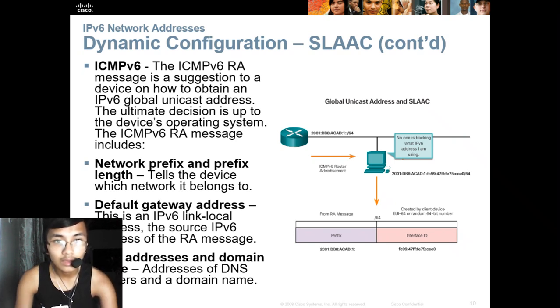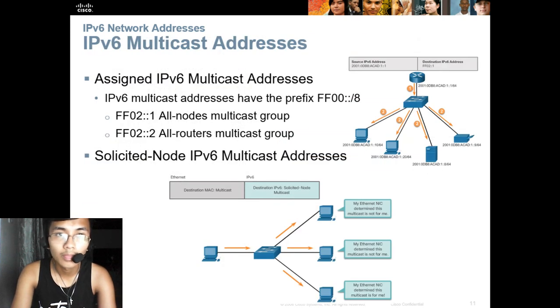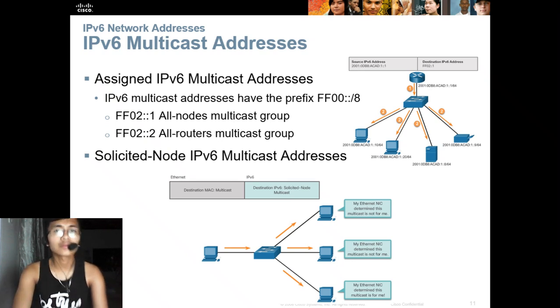The ICMPv6 RA includes the network prefix and prefix length, which tells the device which network it belongs to. The default gateway address is an IPv6 link-local address, the source IPv6 address of the RA message. DNS addresses and domain name: addresses of DNS servers and the domain name. IPv6 multicast addresses. Assigned IPv6 multicast addresses have a prefix of FF00::/8. Solicited-node IPv6 multicast address.